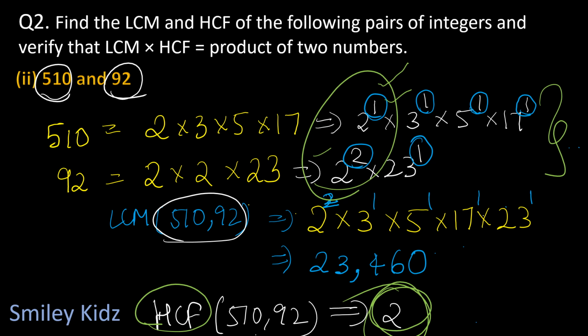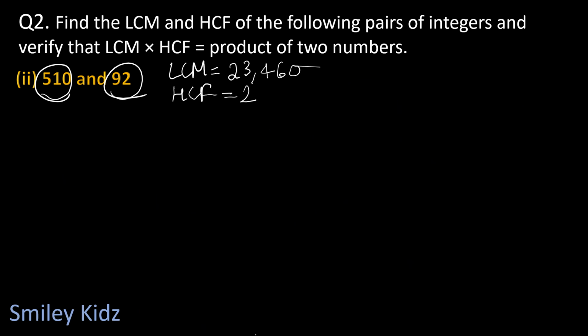Now record your observations again. LCM is 23,460 and HCF is 2. Erase. Ta-da! Everything is gone.